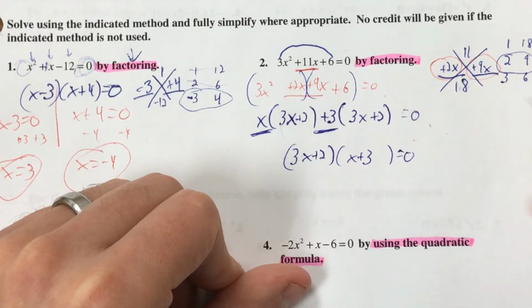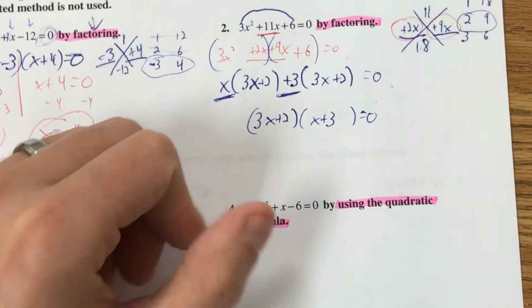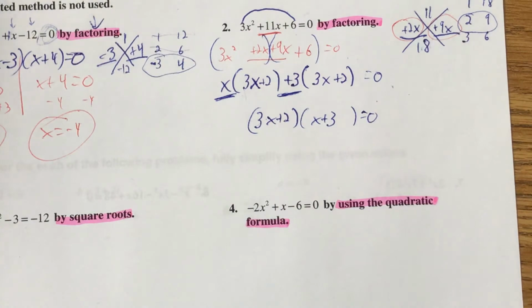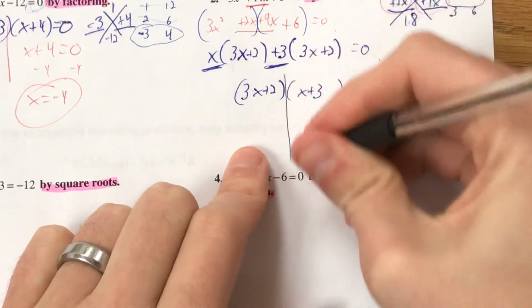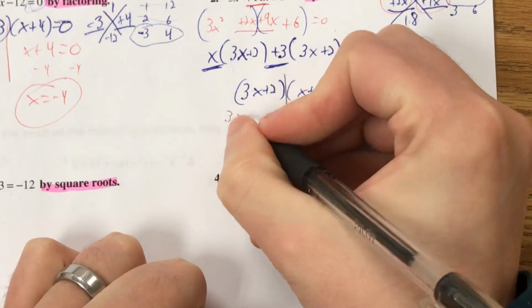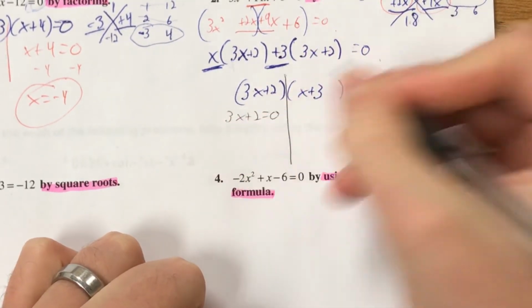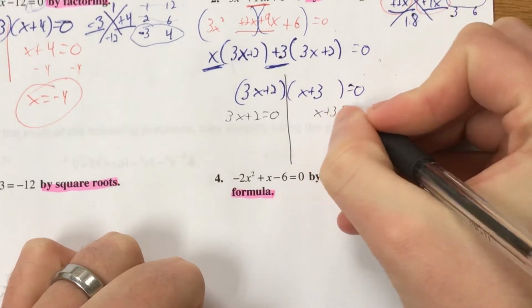This is still equal to 0. So that is factored. It's not solved, but it is factored. Factoring is the hardest part. Past this point, you just set each part equal to 0 again. So 3x plus 2 equals 0, or x plus 3 equals 0.